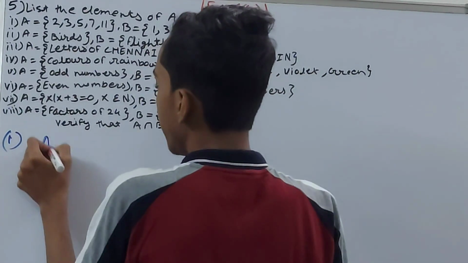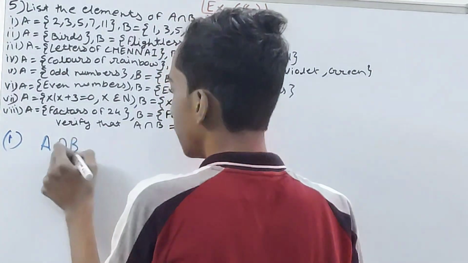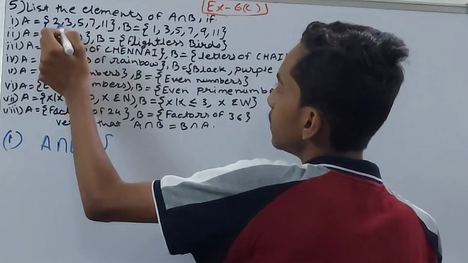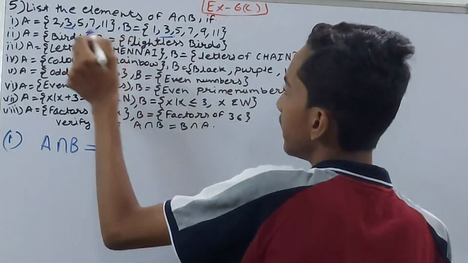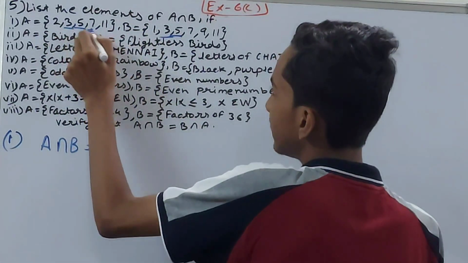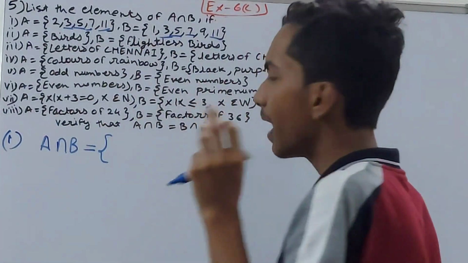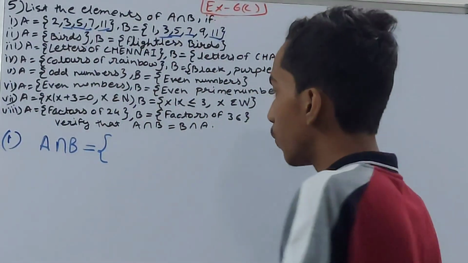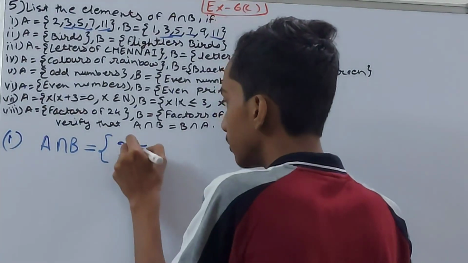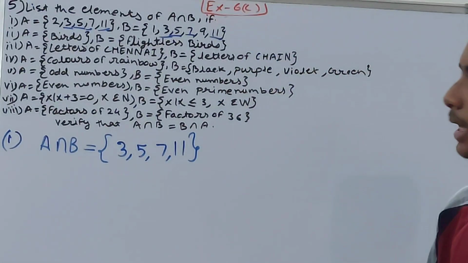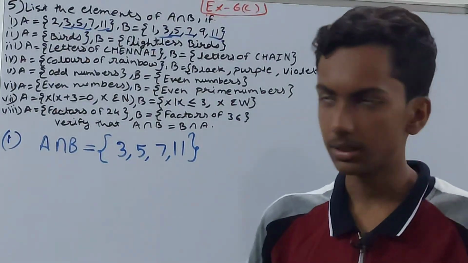So the value of A intersection B will become what? Let's see what is common. 2 is not common, you can see 3 is common, 5 is common, 7 is common and 11 is common. So the elements here will become 3, 5, 7, 11. That's it. This is what intersection really means.